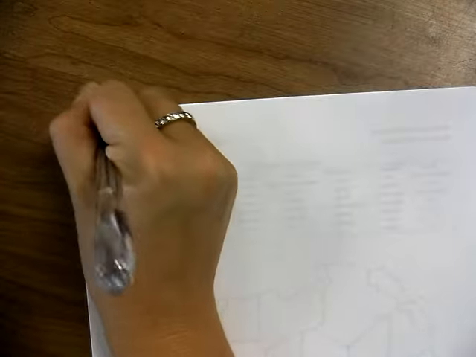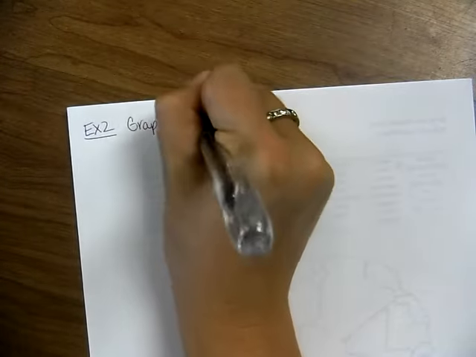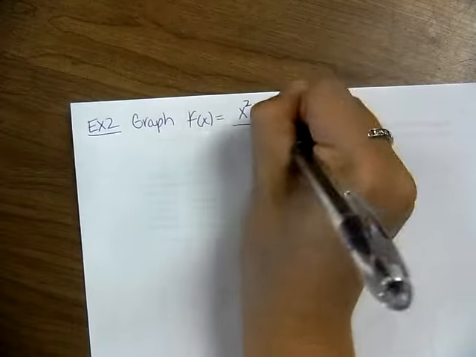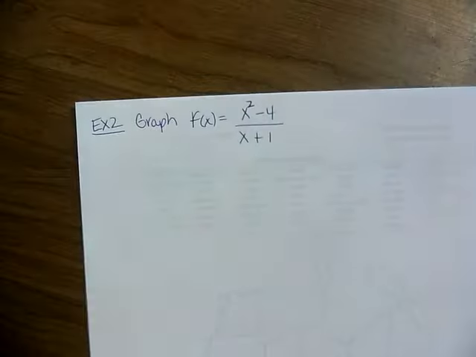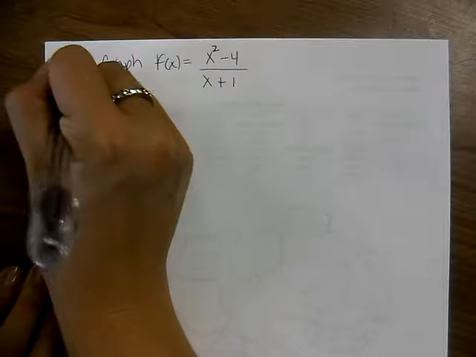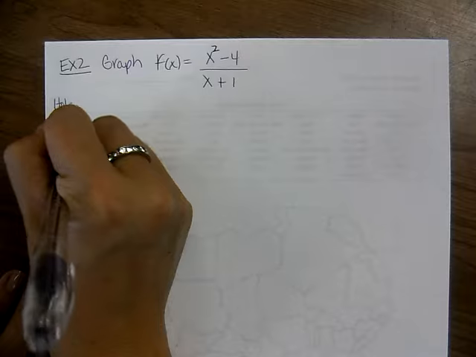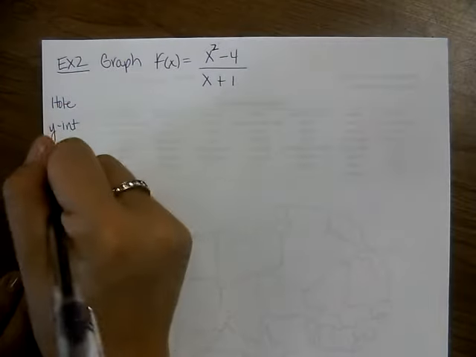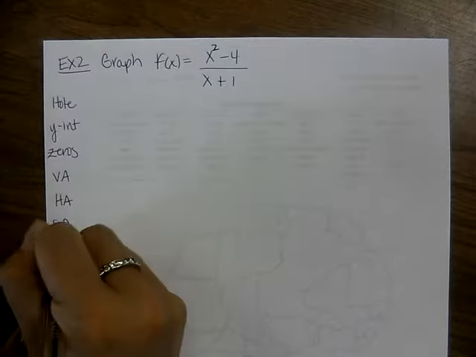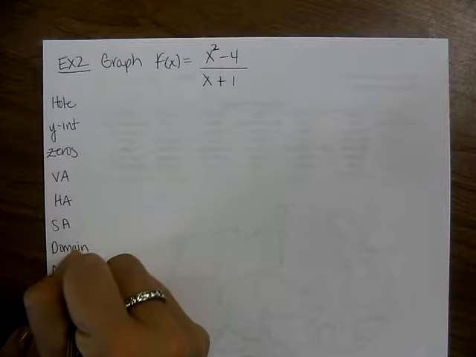Okay, example 2. Graph f of x equals x squared minus 4 over x plus 1. Okay, we're going to find all the same stuff. So the hole, the y-intercept. This time I'm going to write 0 so we can see the difference. Vertical asymptote, horizontal asymptote, slant asymptote, domain, and our additional points.